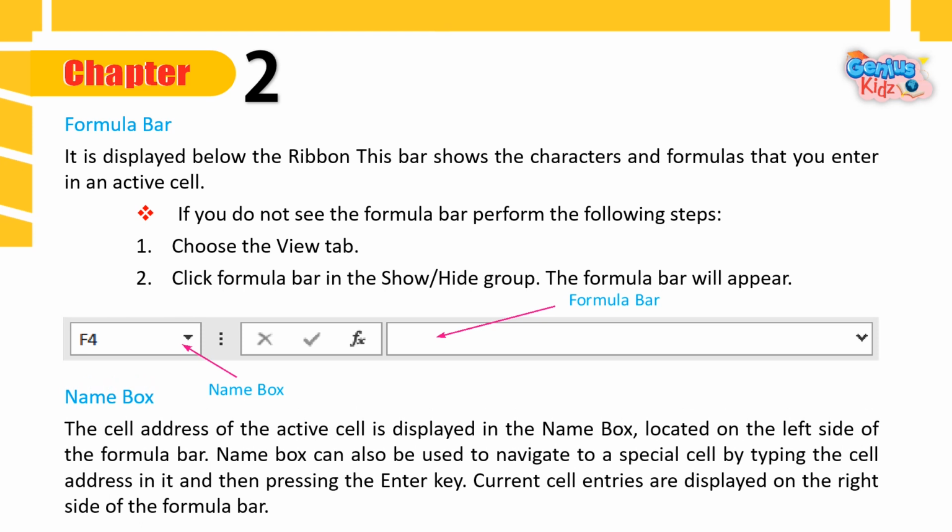Name box. The cell address of the active cell is displayed in the name box, located on the left side of the formula bar. Name box can also be used to navigate to a special cell by typing the cell address in it and then pressing the Enter key. Current cell entries are displayed on the right side of the formula bar.